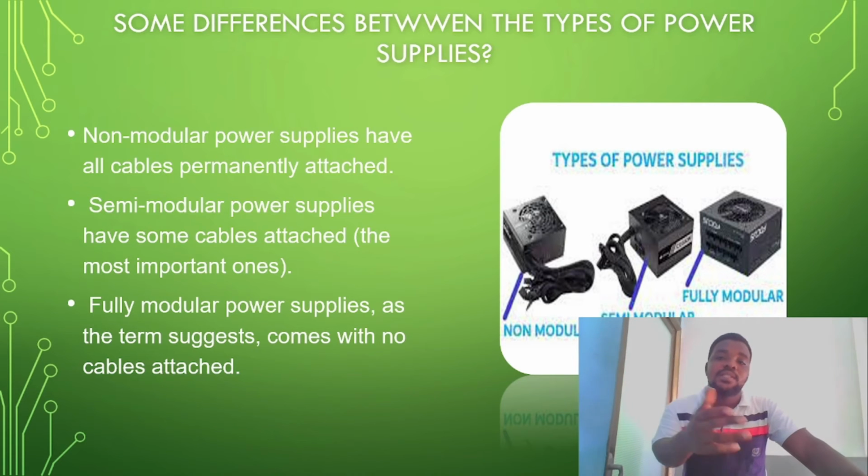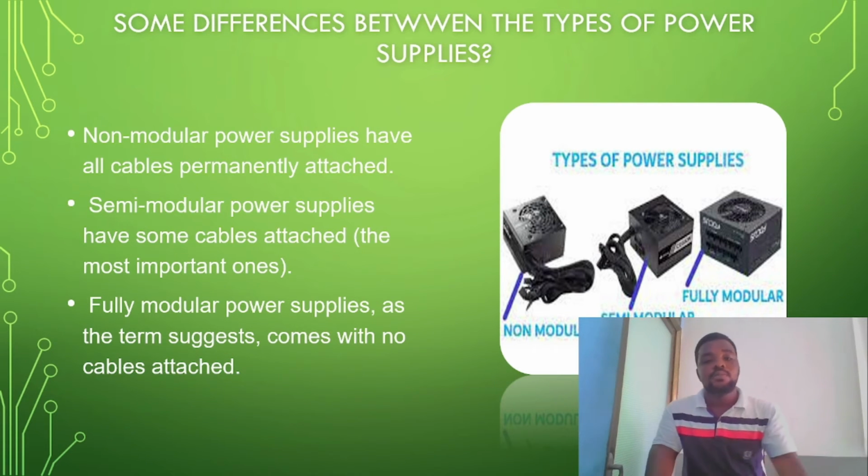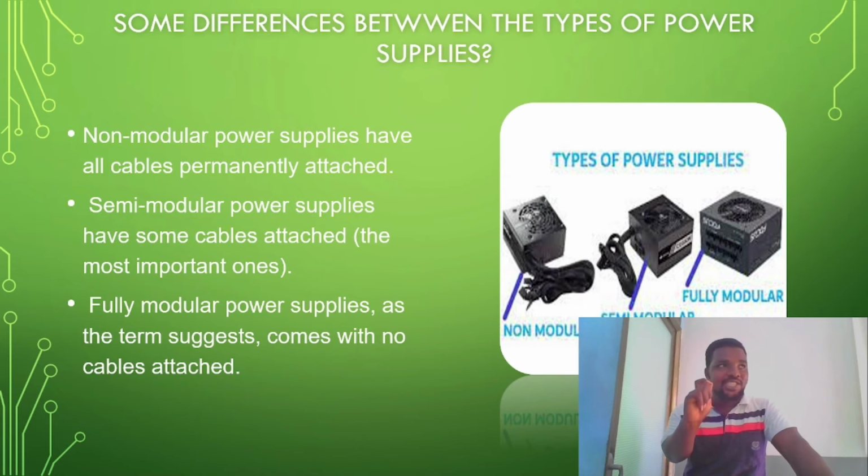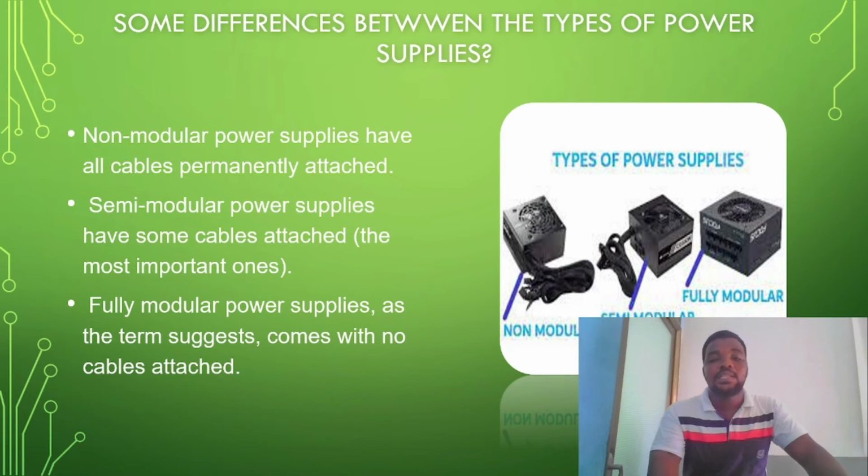So here are some differences between the types of power supplies. The non-modular power supplies have all cables permanently attached. The semi-modular power supplies have some cables attached, the most important ones that you can see. Then the fully modular power supplies, as the term suggests, come with no cables attached.